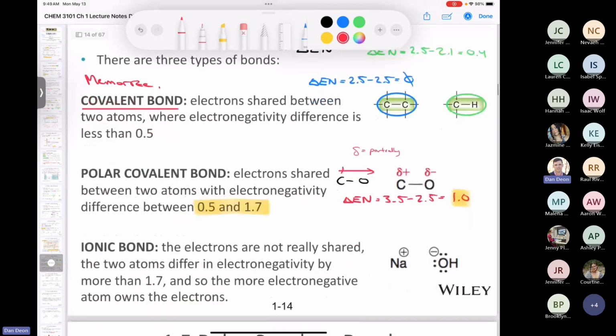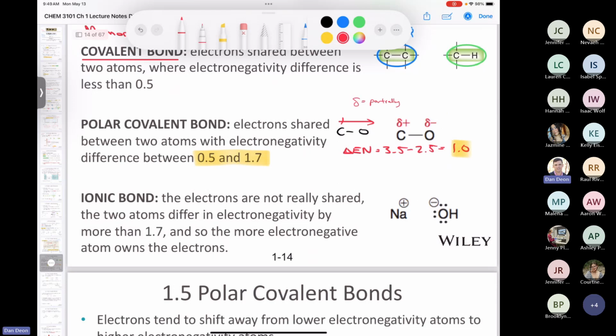Now, what if the difference in electronegativity between your two atoms is greater than 1.7? Well, then it falls outside of a polar covalent bond. Now what you've got is an ionic bond. Now, if you think about sodium hydroxide, sodium has an electronegativity, I'll scribble it down here. Sodium is 0.9, and oxygen, you remember, is 3.5. So our delta En is going to be 3.5 minus 0.9.